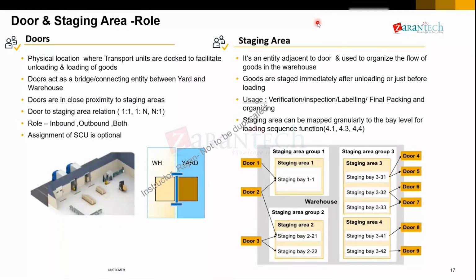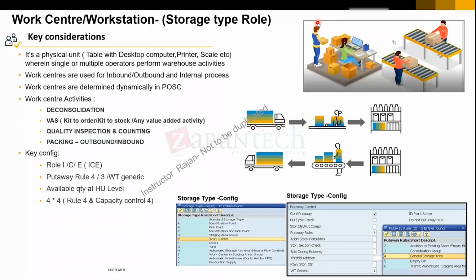Okay, let's finish the work center and then jump into the system. So work center, we talked about. Again, work center, we create a storage type with normally a general storage type. And work center, we know, is nothing but a table and people doing some activities. What are the activities they normally do? Deco, wash, quality, and packing.